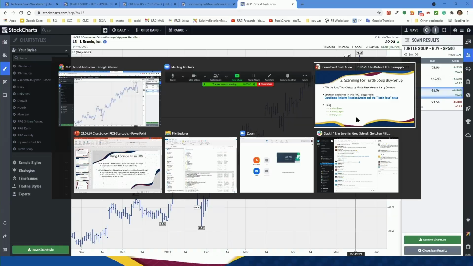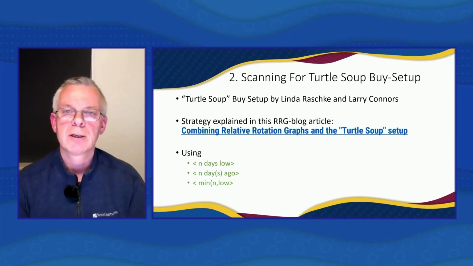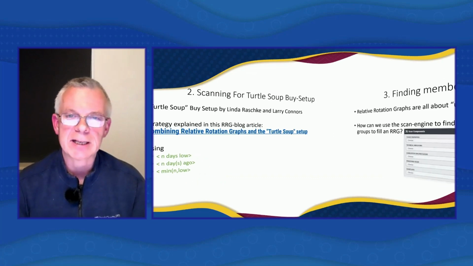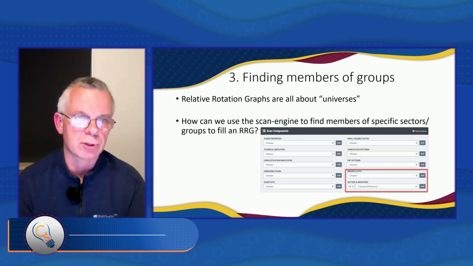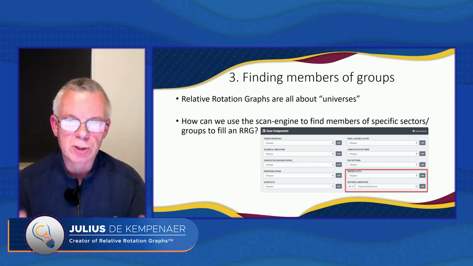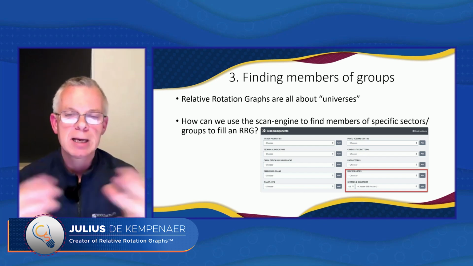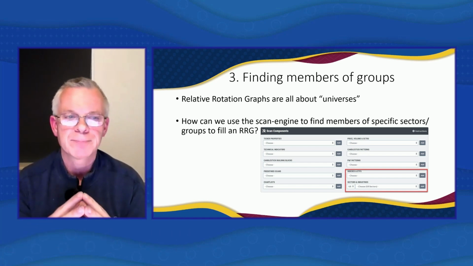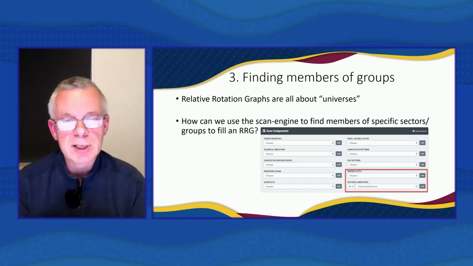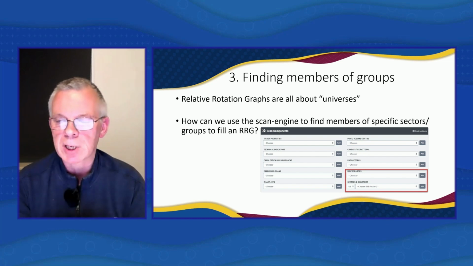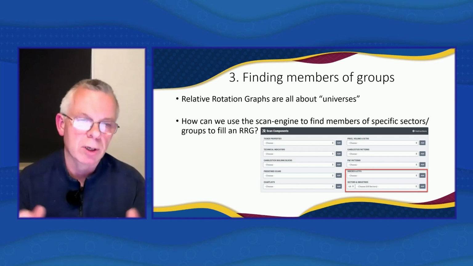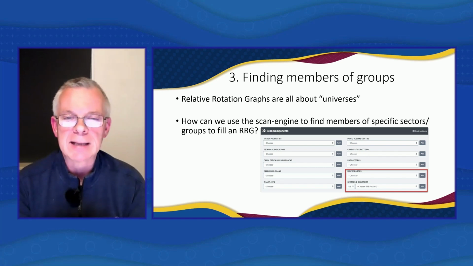Let's go to the third and final use for my scans, and that is finding members of groups. Because you know that relative rotation graphs are all about universes, about putting a number of securities together in a universe and compare them against the benchmark and against each other. Now, you could obviously find all these universes and punch them in by hand. There is a number of predefined universes on the RRG page. But sometimes you want to do a little bit out of the box things or dive a little bit deeper. And the scan engine can actually be very, very helpful to fill these universes.